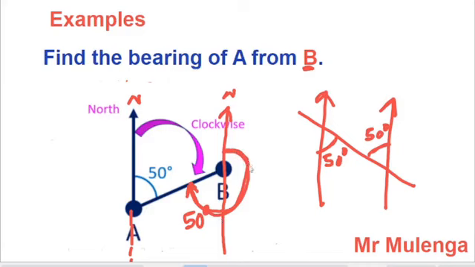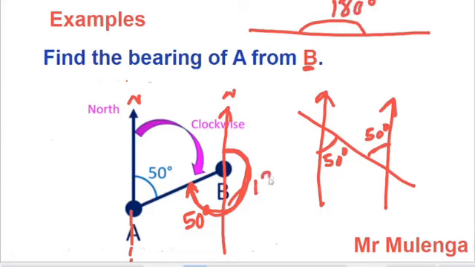Now we need to find this angle right here. So this angle, if you remember where we said if you have a straight line like this, the angle right here is 180 degrees. So to find now the complete angle right here, we will just add 180 degrees plus 50 degrees.